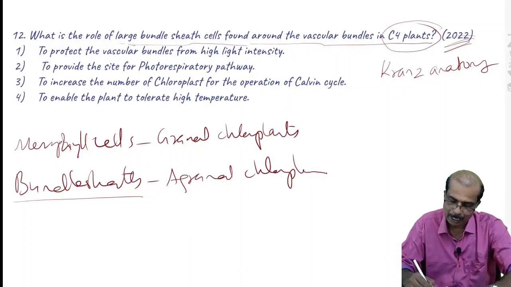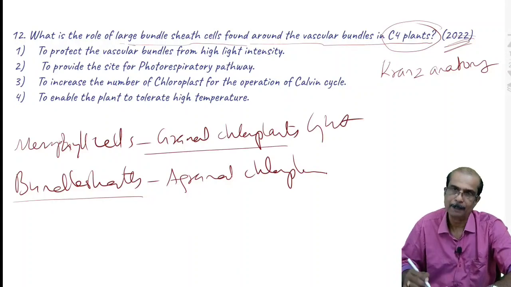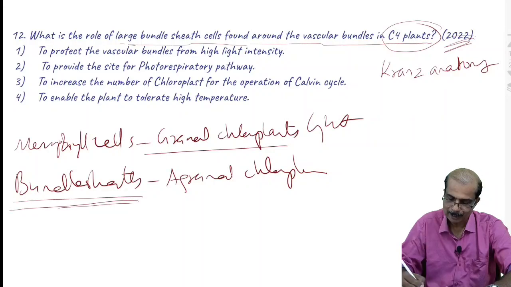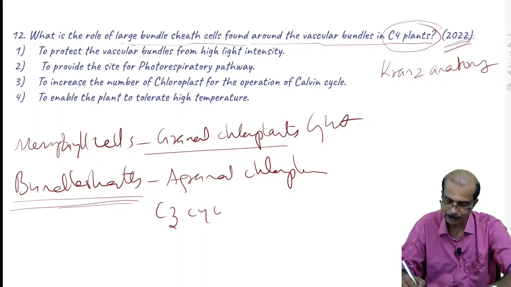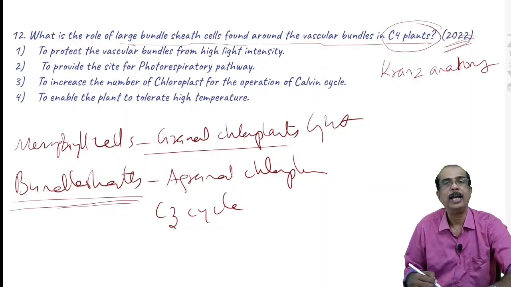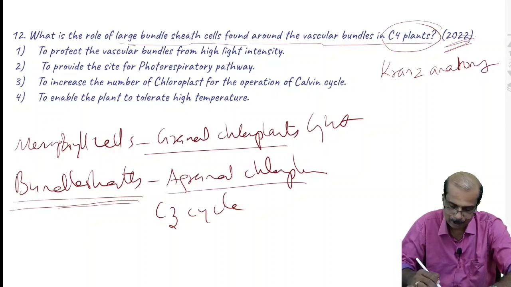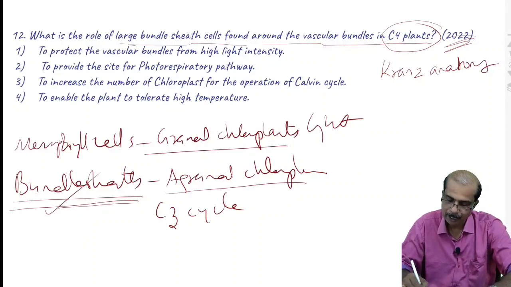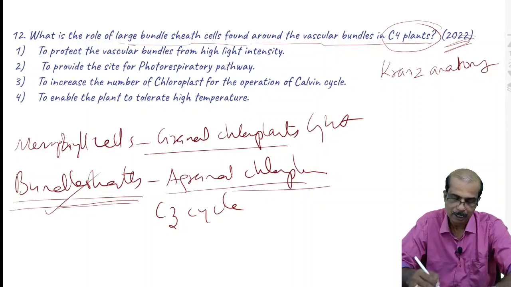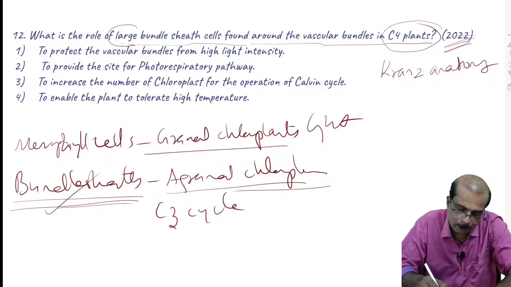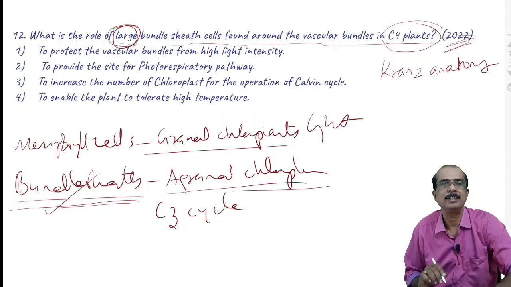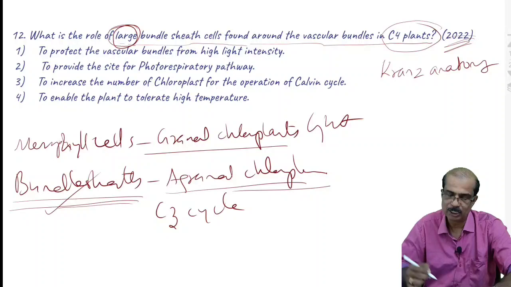In mesophyll cells, granal chloroplasts, light is absorbed there. Here in bundle sheath cells, the C3 cycle takes place, which is a dark reaction. No light is needed, so agranal chloroplasts. Many agranal chloroplasts are there in bundle sheath cells. Here, please note down the words large bundle sheath cells. Why are large bundle sheath cells there?